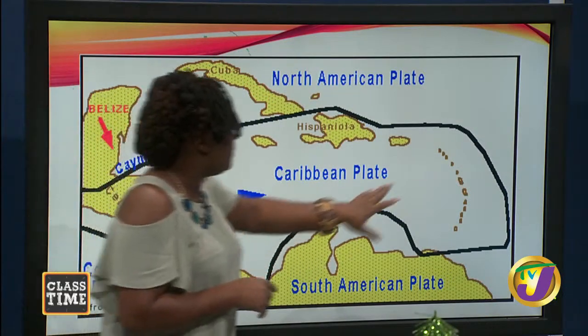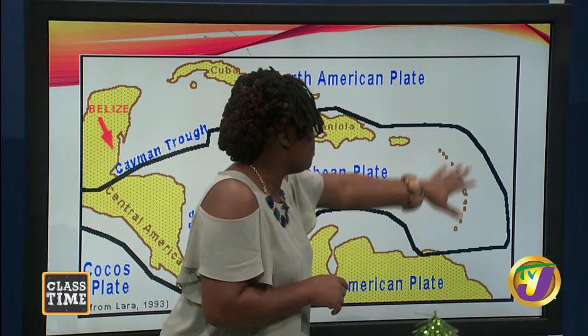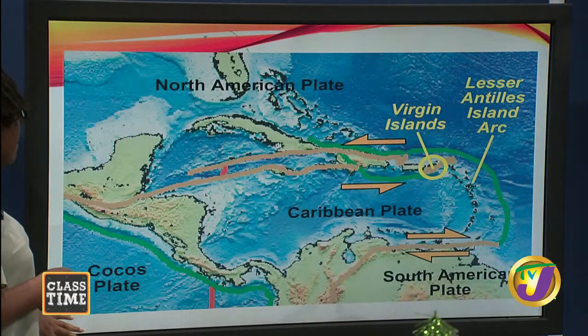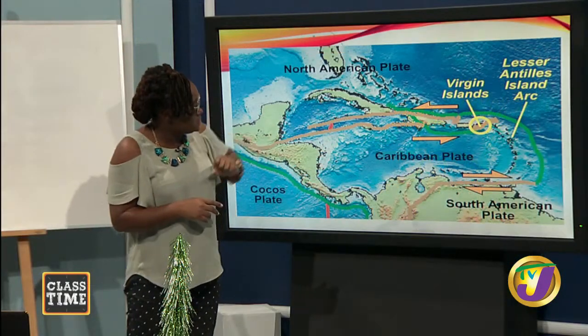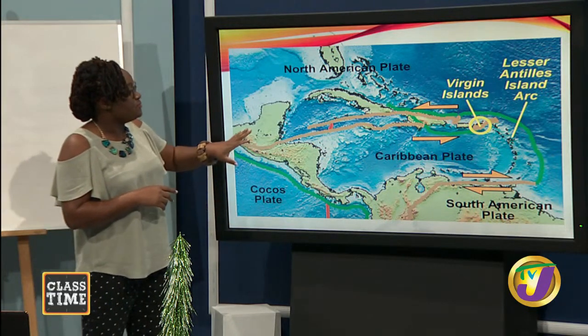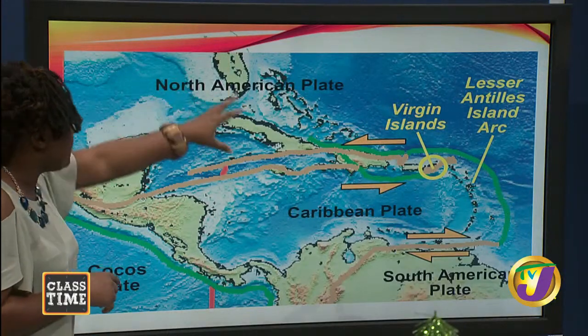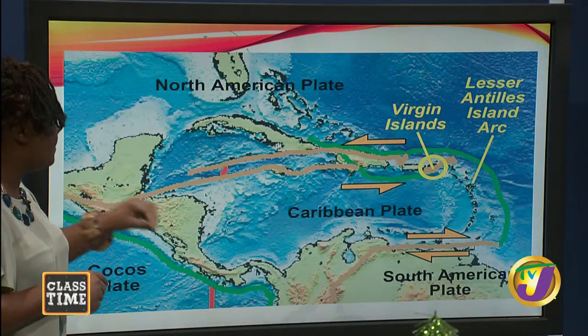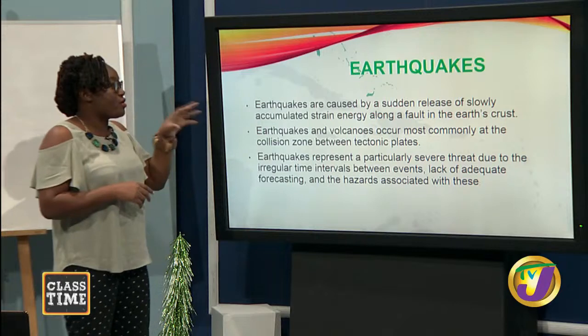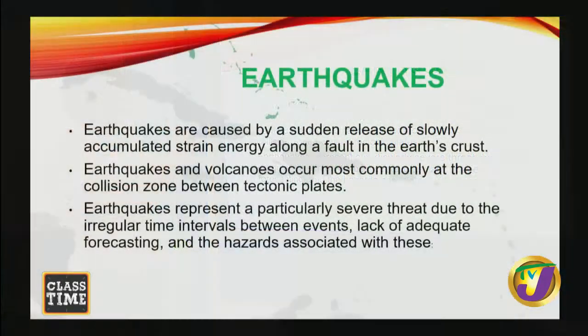All right, and we're going to focus on this area very specifically as when we talk about plate margins and so on. All right, so here's another view of it that could help us to get a better picture of it. And we're noticing that the Caribbean plate borders the North American plate, South American plate, Cocos plate, Nazca plate, and so on. All right, so we're just reminding ourselves of those things. So let's look at earthquakes just very generally now. These are caused by a sudden release of slowly accumulated strain energy along a fault in the Earth's crust.